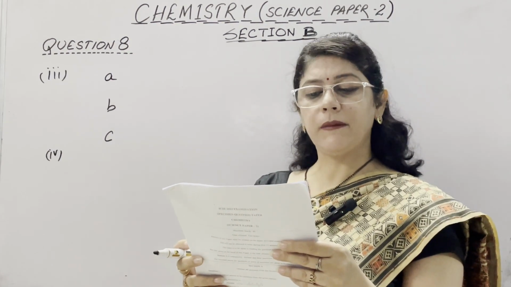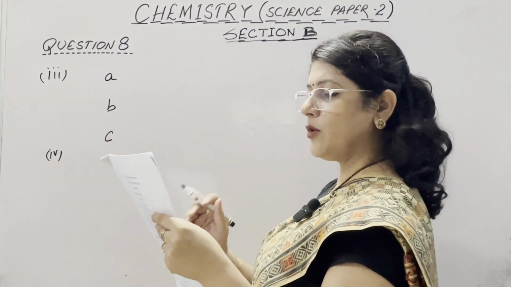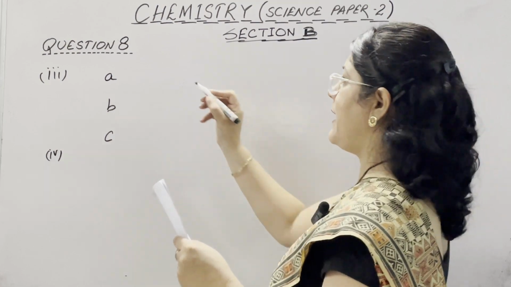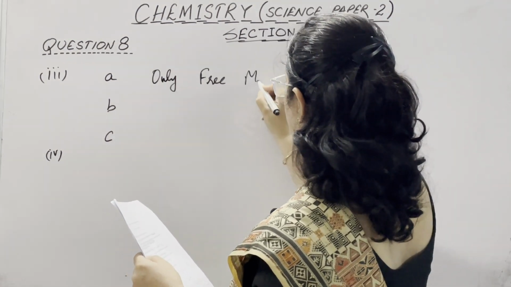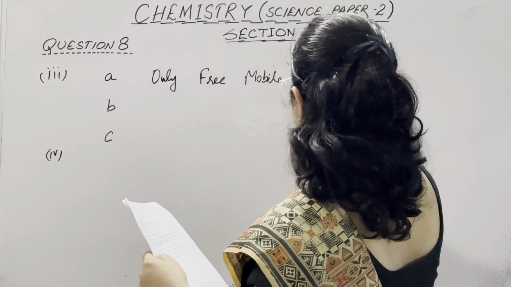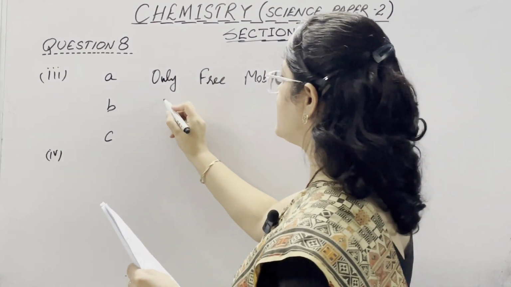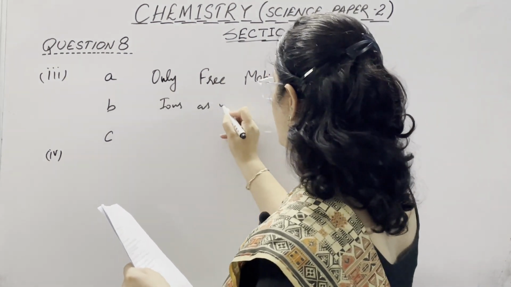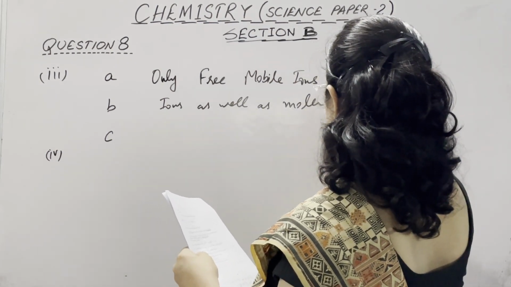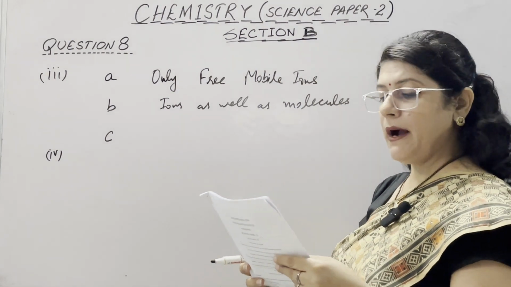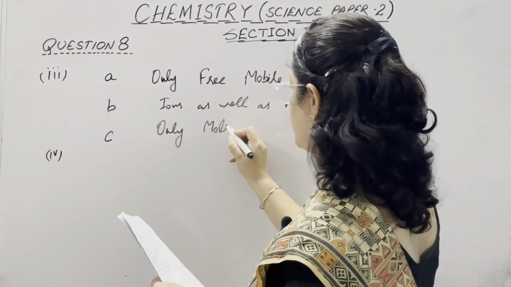In part number 3, name the particles present in. First is a strong electrolyte. We know the electrolyte is strong only when it has only free mobile ions. Second is a weak electrolyte. It means ions as well as molecules are present. And C part, non-electrolyte, it means it has only molecules.